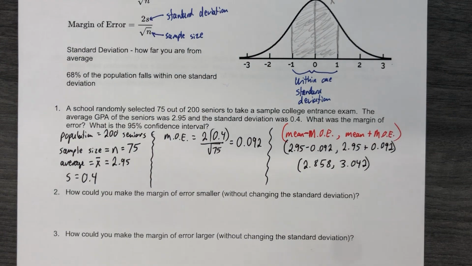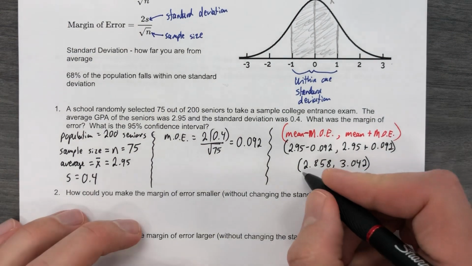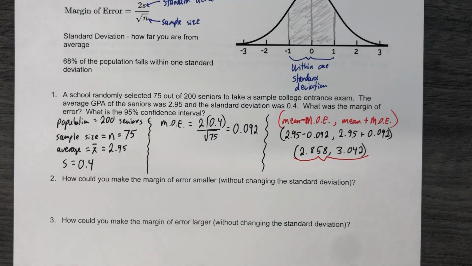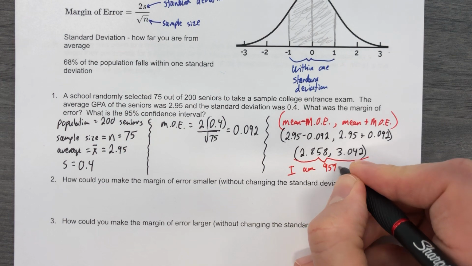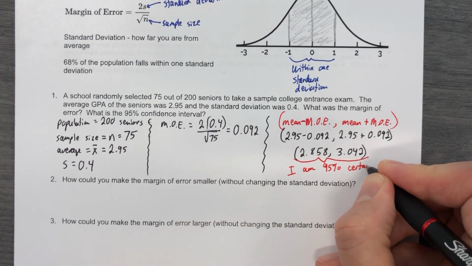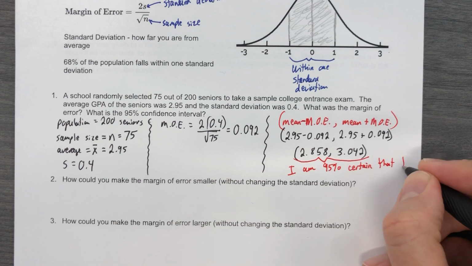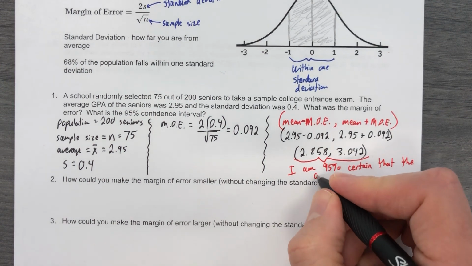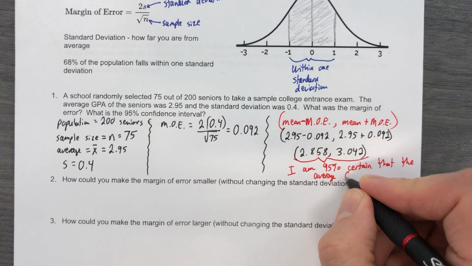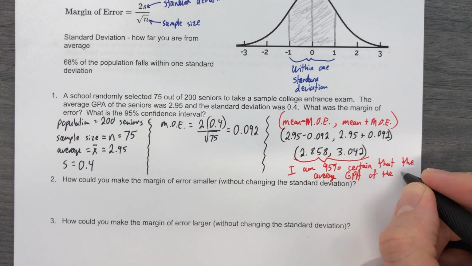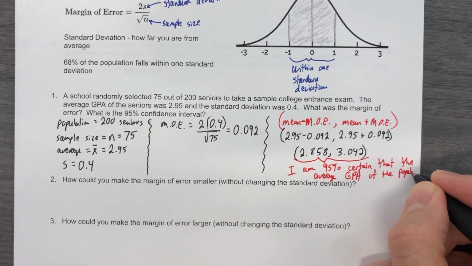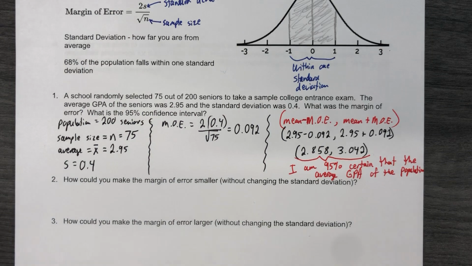3.042, and in addition to writing the formula in red, I'm going to write down a sentence in red that will explain this, and this should make sense. So what does the number 95 have to do with this? I am 95% certain that the average GPA of the population. Okay, let's pause right here.